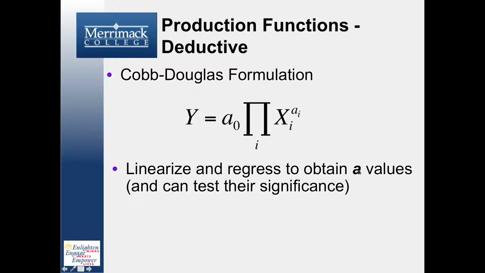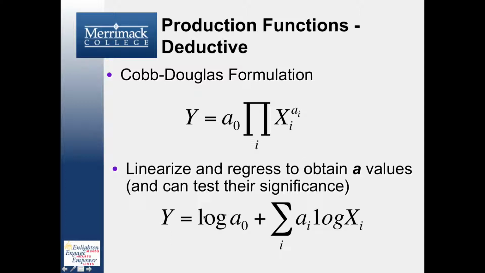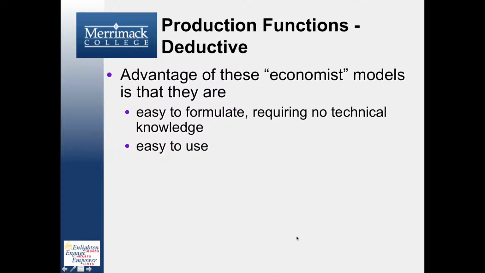You can test the significance of the A values. You can do all of the statistics that you want on these things to see which ones play a role, which ones don't. And then you'd end up with a linear model that looks like this. And then once you get the statistics, you can transform them back. So the advantages: they're economist models, so they're easy to formulate, no technical knowledge required. A lot of times, like I said, we don't really understand behavior of the players involved. And these are very easy to use. We can do a lot of really great stuff with them.